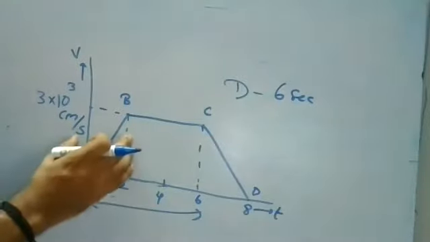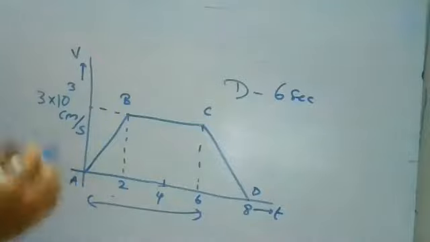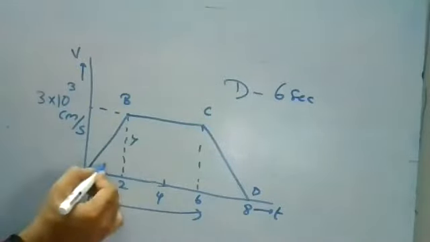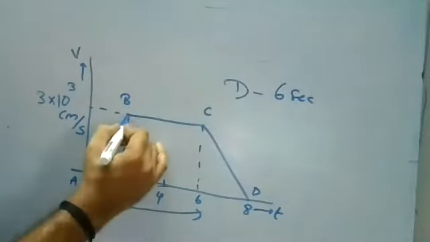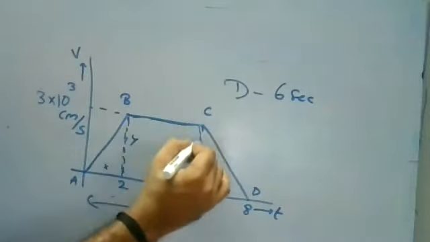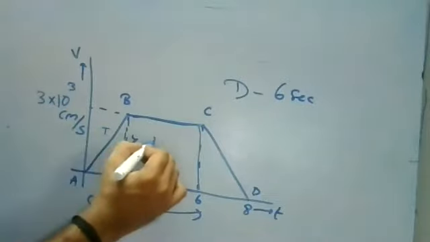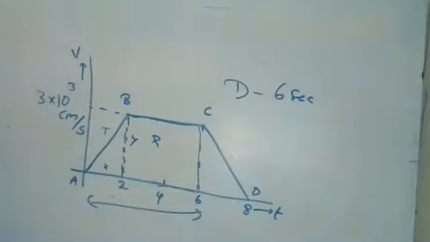Now, when you take the segments, the first one is like a triangle, related to the y-axis as well as the x-axis. The same thing applies for the BC section, which is like a rectangle. So we have to take two sections, one triangle and one rectangle. When you add the areas of these two, it is nothing but your total distance.